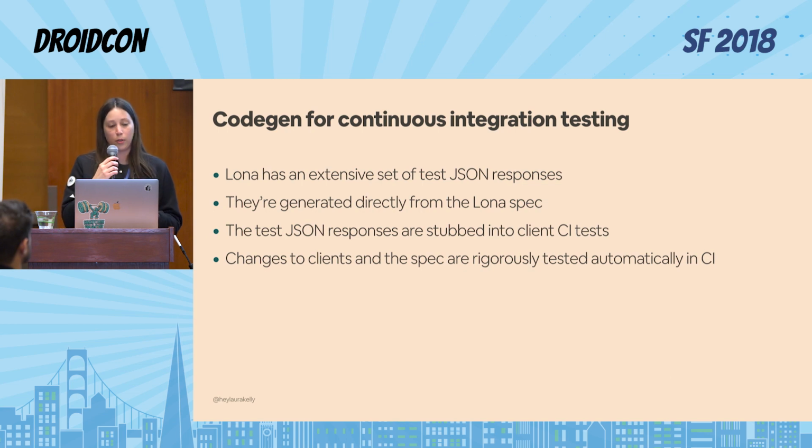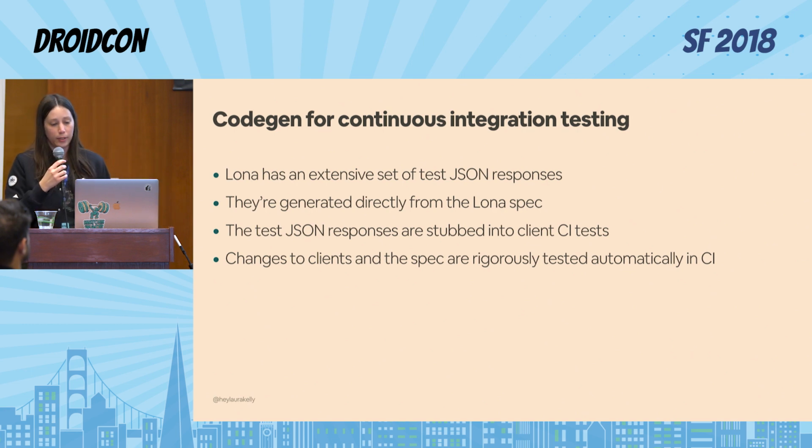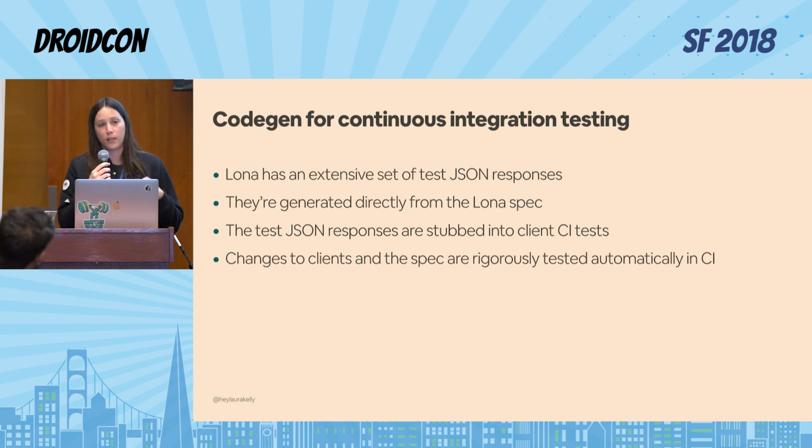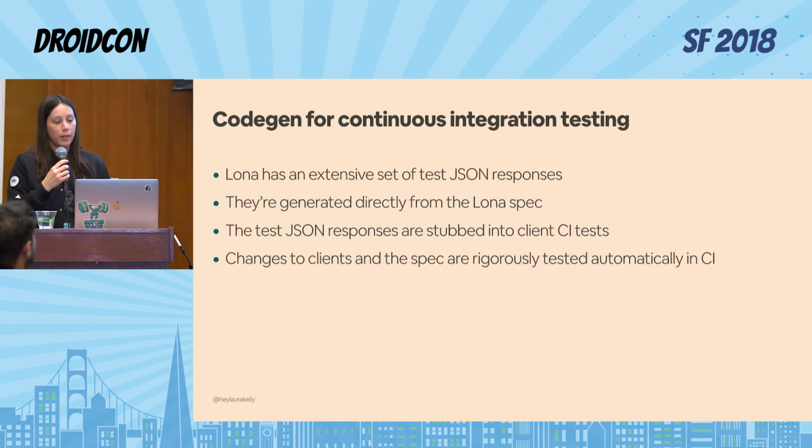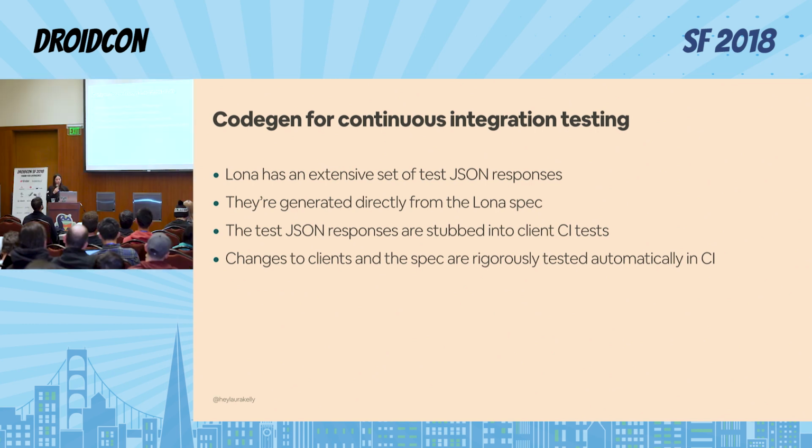Lona also makes use of code gen for continuous integration testing. So Lona has an extensive set of sample JSON responses, and they're generated from the Lona spec. So those can be stubbed into CI tests to make sure that when there's a change to the spec, that they actually will render and build in the clients. It's nice because as the system gets bigger and more people contribute to it, there's a lot of automatic testing.